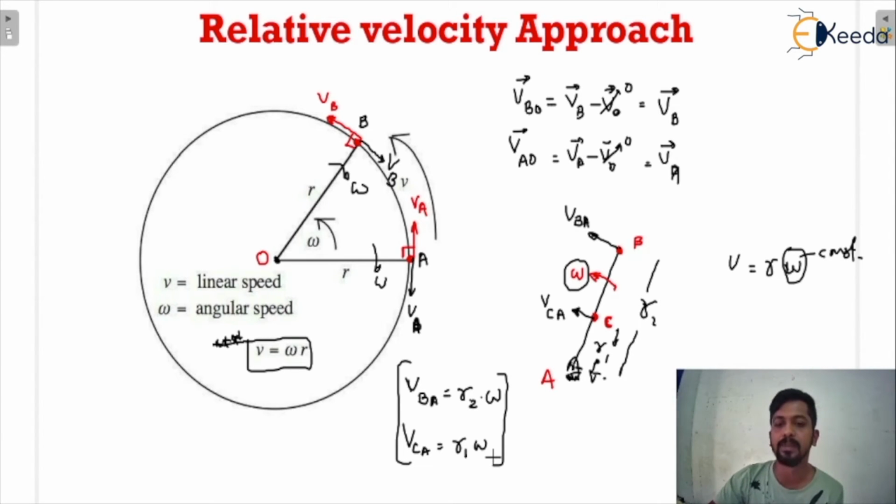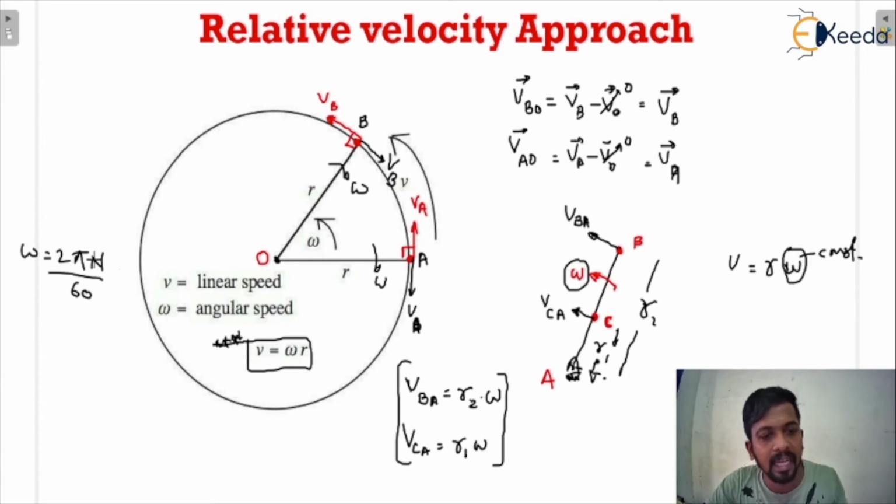If the speed of the link is given in RPM, you can calculate the omega using omega is equal to 2 pi n by 60. If n is given, n is in RPM, revolutions per minute, you can find out the value of omega, the angular velocity here.